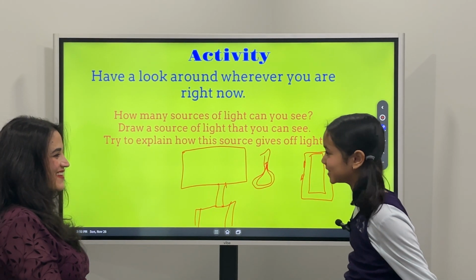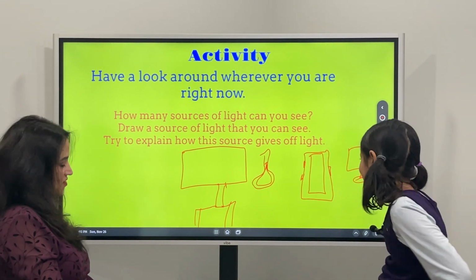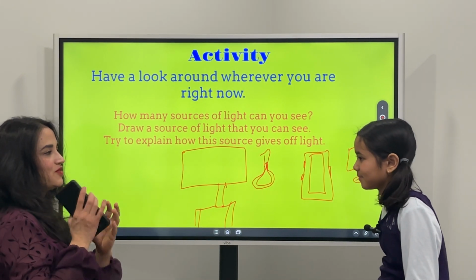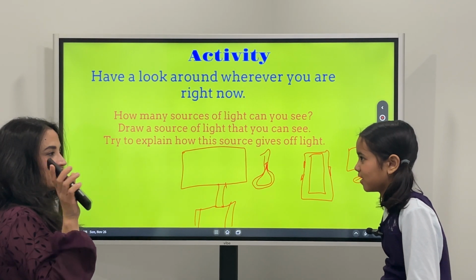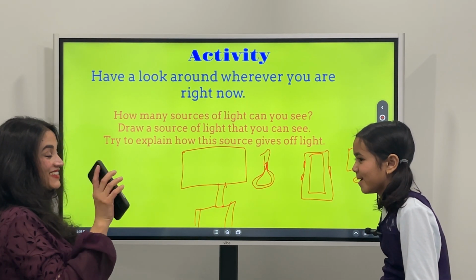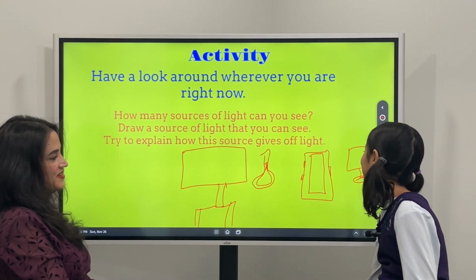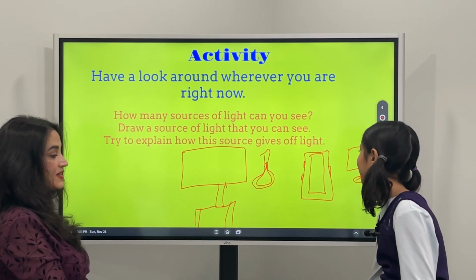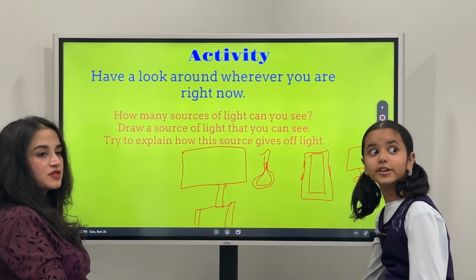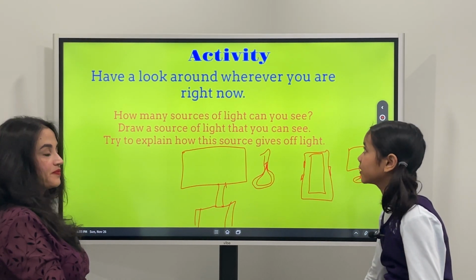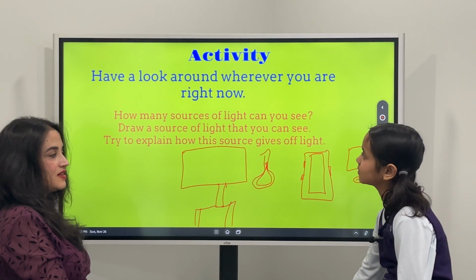No, not electricity. Tricky. How does the cell phone give light? Battery. Yeah, battery. You have to charge the battery. I forgot about it. And sometimes we also have a candle downstairs. Yeah, the candles too.